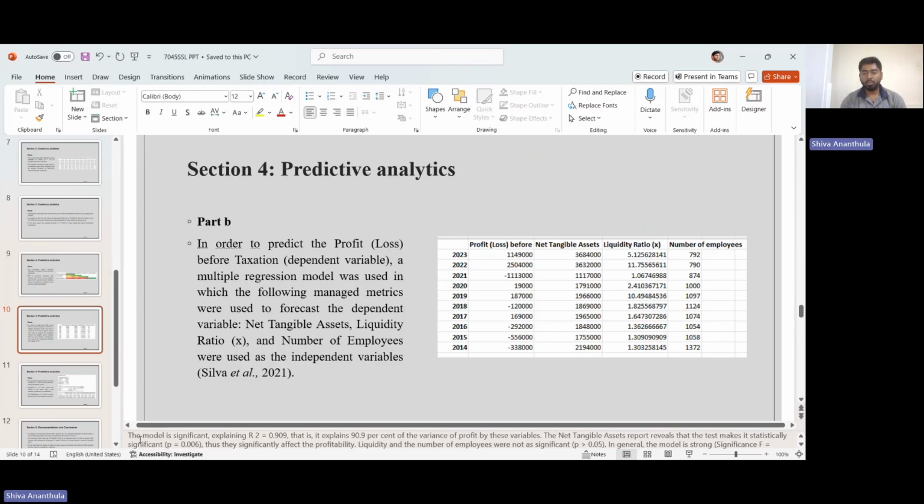In general, the model is strong. Significance F is equal to 0.0015. Thus, it is useful within the context of strategic forecasting and operational planning.